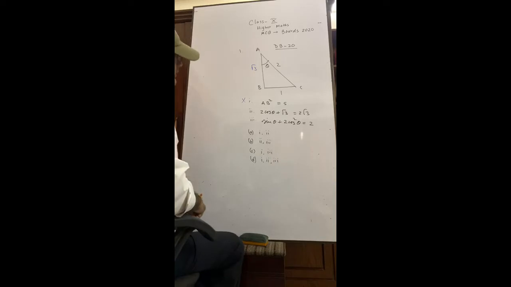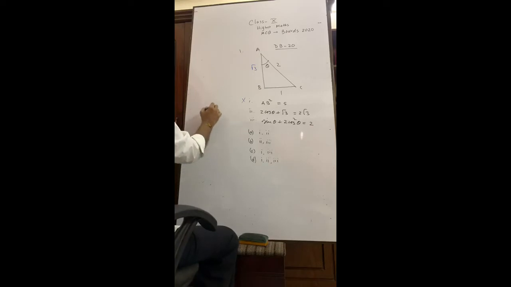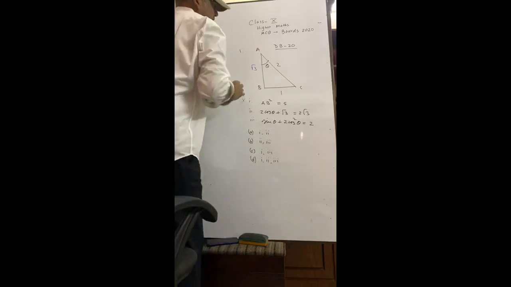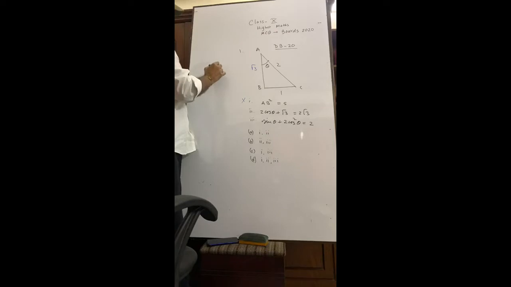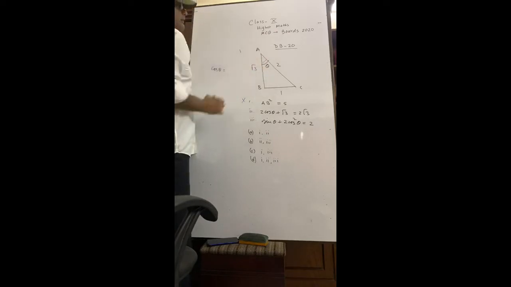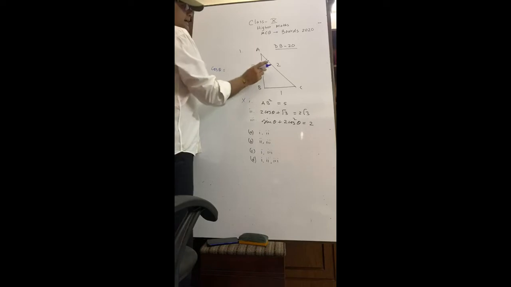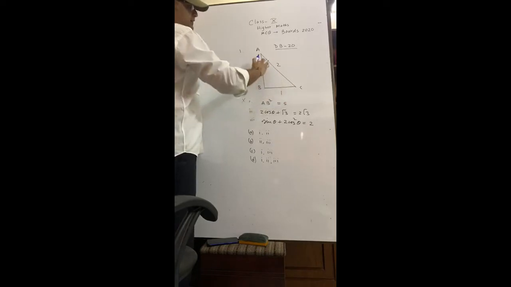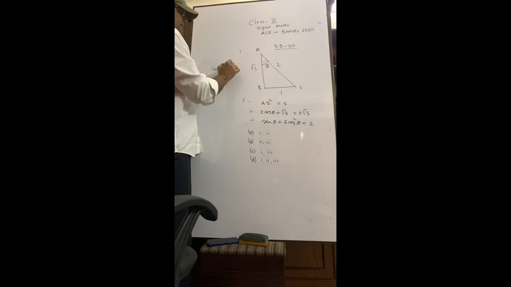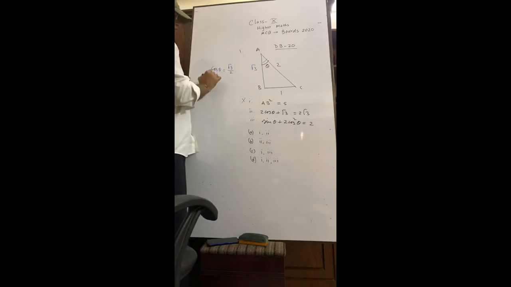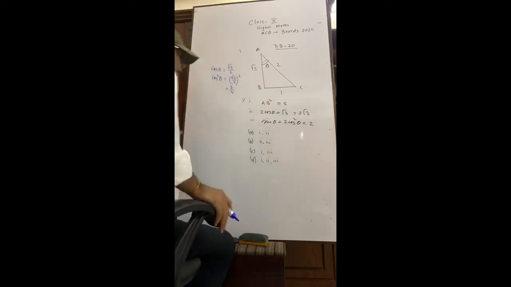Now what is cos theta? Regarding this theta, this is perpendicular, and this is base. Cos theta equals base by hypotenuse. So cos square theta equals root 3 by 2 whole square, that means 3 by 4.